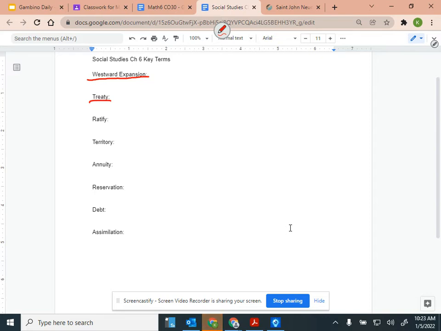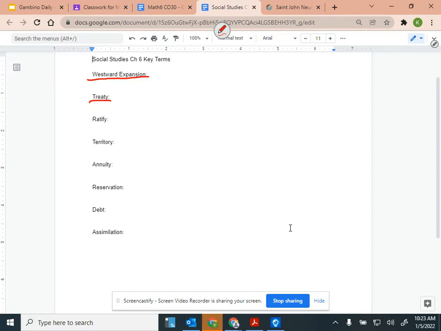That's that written agreement by two or more nations. So the alliance was more informal. Hey, let's help each other out. A treaty is a formal agreement. It's written down. And a treaty needs to be ratified.